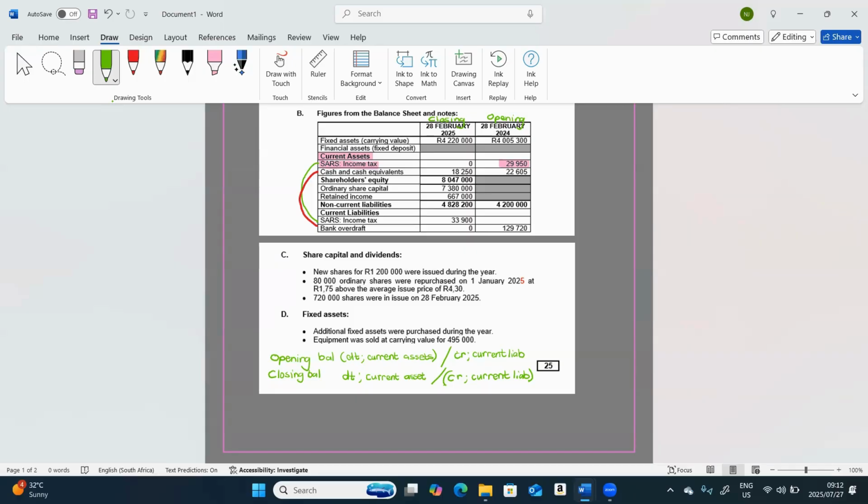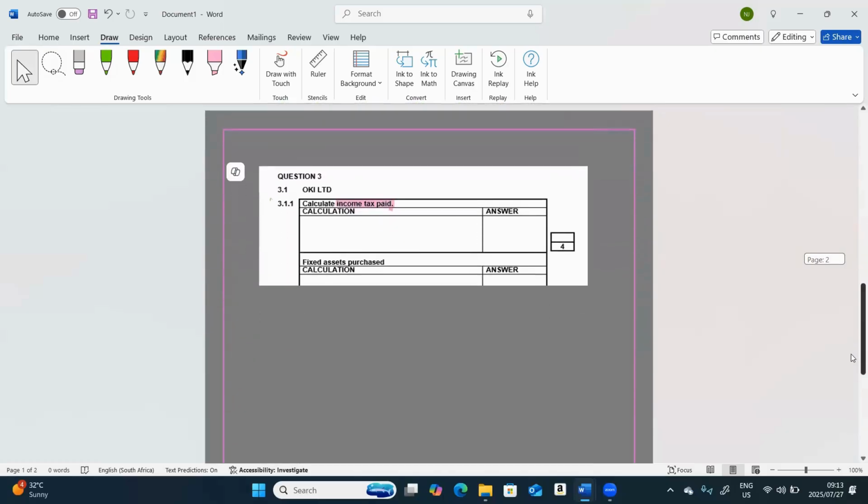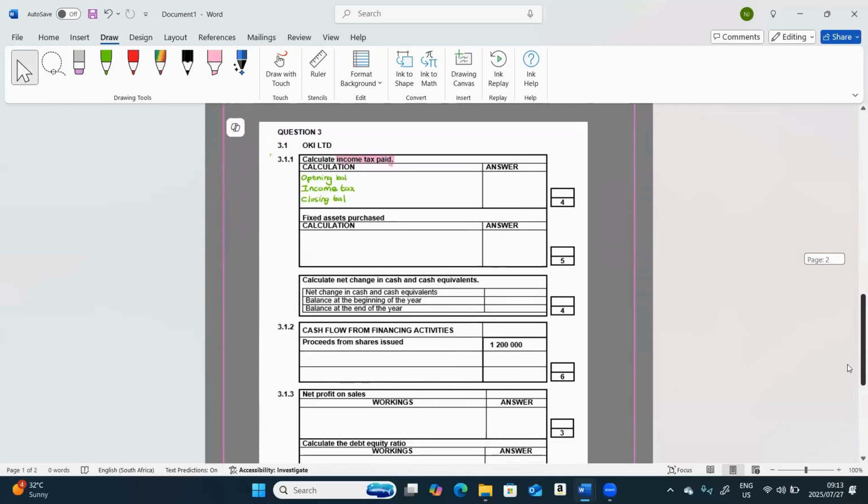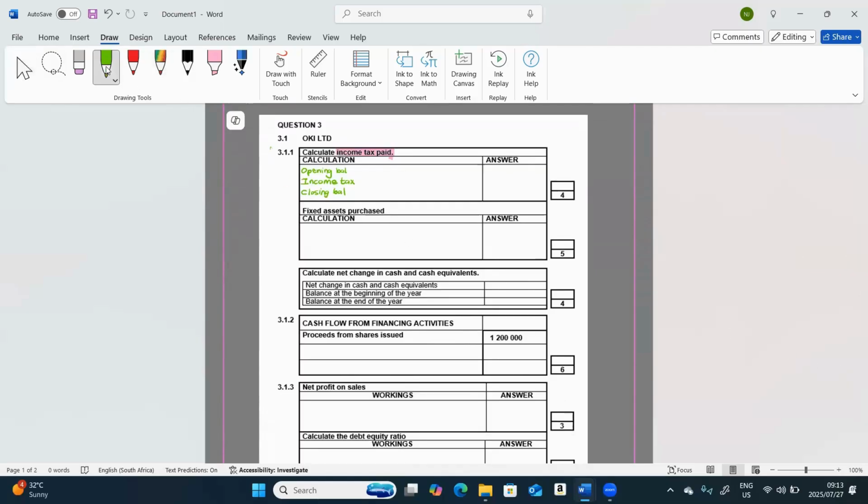So guys, this is how easy this is, but this is something that you are going to have to put into your notes and study, because this will be the make it or break it in terms of getting this correct in your test. Please go ahead and study this. So let's have a look at our opening balance. We know that our opening balance is a current asset, so we are going to have to put our opening balance in brackets.